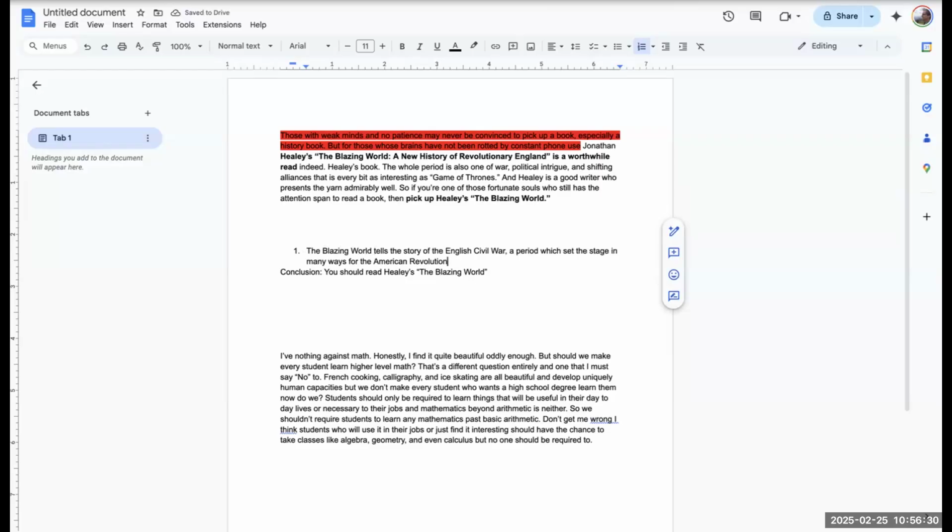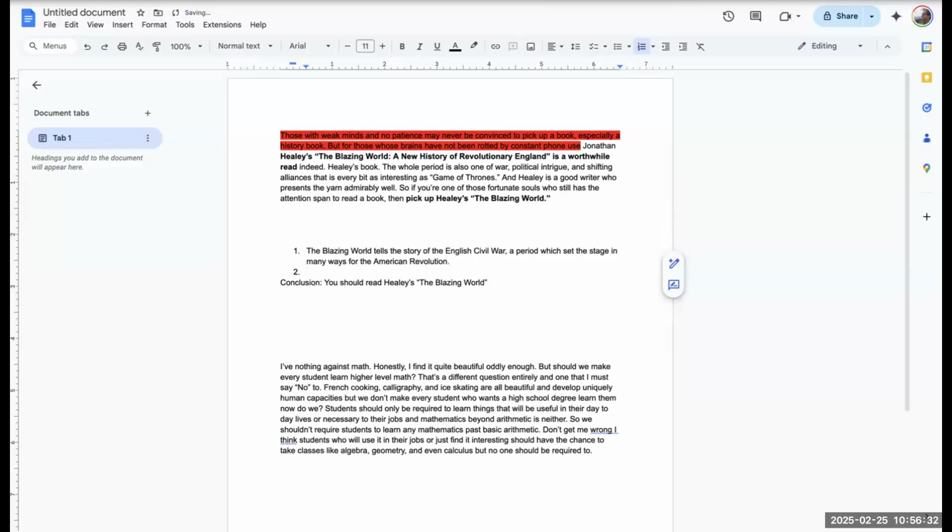Right. If we are interested in the American Civil War or the American Revolution, it's a reason to read the book. The whole period is also one of war, political intrigue, and alliances that are every bit as interesting as Game of Thrones.